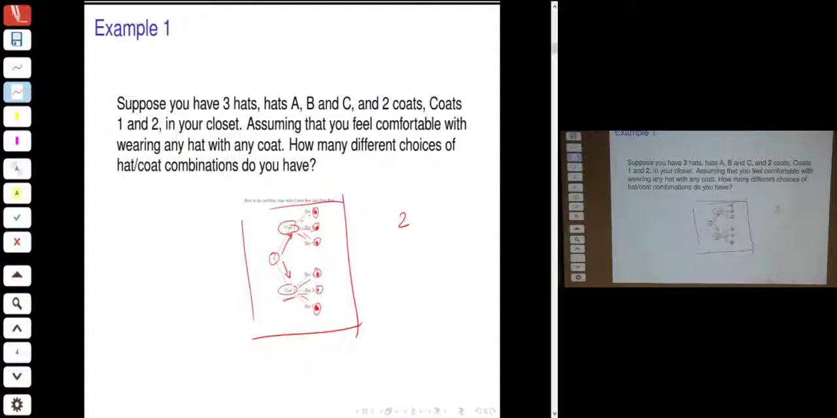This you can do in two ways. And then the hat, once you have chosen a coat, then you can go to a hat; for each choice of the coat, you can pick a hat in three ways. So you multiply the ways of choosing a coat by the number of hats. So it's 2 into 3, which is 6, and you can count that the number of combinations of coats and hats, which is equivalently the number of dots here, is 6. Okay. So this is sort of the whole idea.